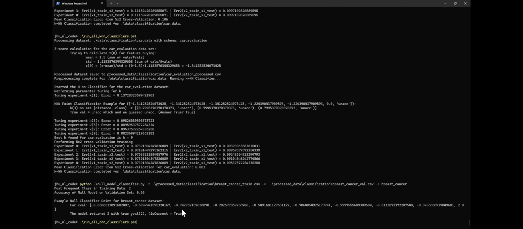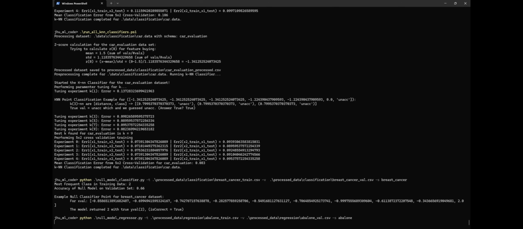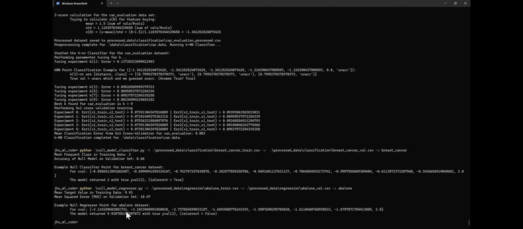Now we will do the same thing for the null regressor model. This is very similar. For this x value, the model returned 9.92, which is pretty far off from the 2 value that is correct. So this we would consider false.